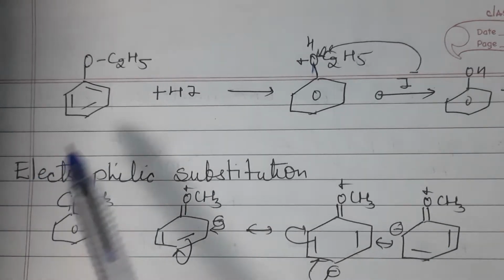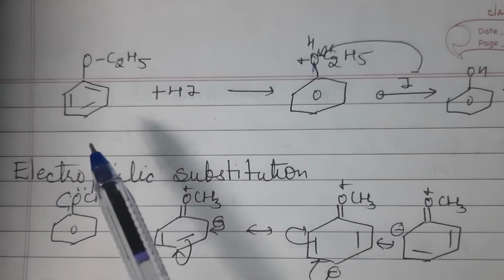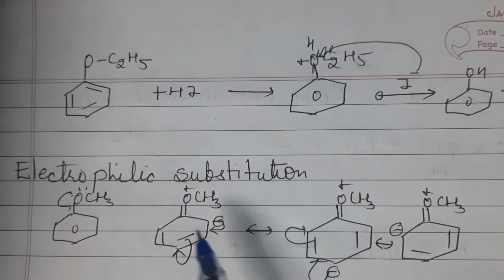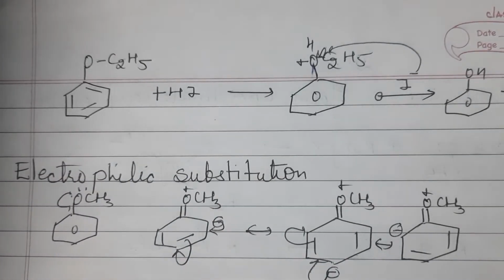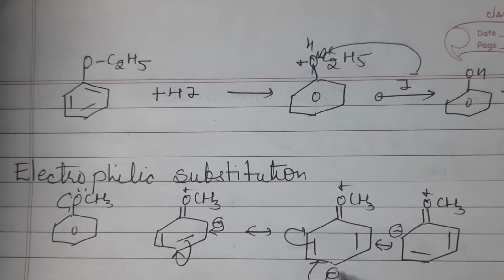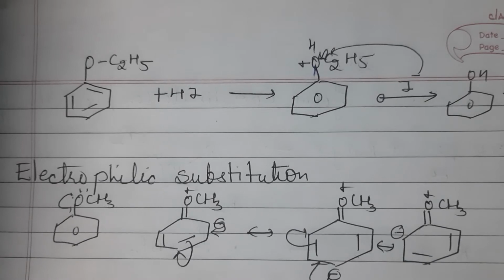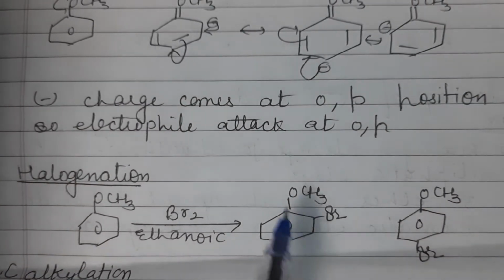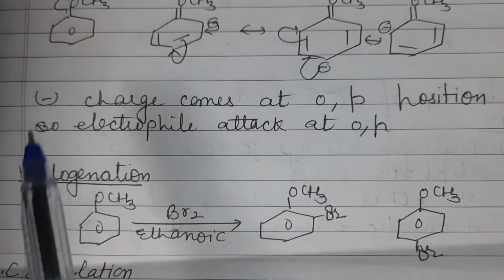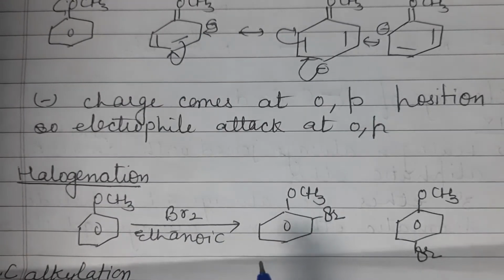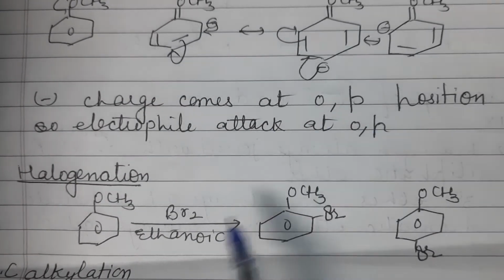Next, these are the important reactions. Next is electrophilic substitution reaction. Aromatic ethers undergo electrophilic substitution reaction because, like phenol, due to resonance they show negative charge at ortho and para positions. That's why an electrophile can easily attack at ortho and para positions. Because of resonance, negative charge comes at ortho and para positions, and the electrophile easily attacks there.